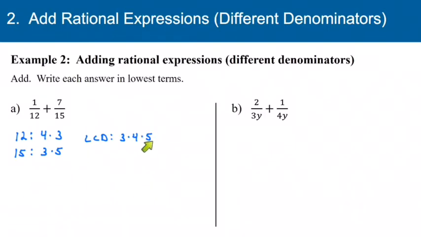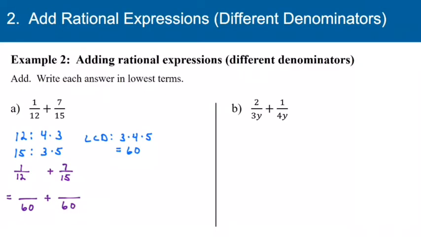And multiplying this all together, 3 times 4 is 12, and 12 times 5 is 60. So 60 is our common denominator, or our target denominator. So let's look at it like this. 1/12 plus 7/15 is going to need to be transformed into something over 60 plus something over 60. See, because that's our common denominator.